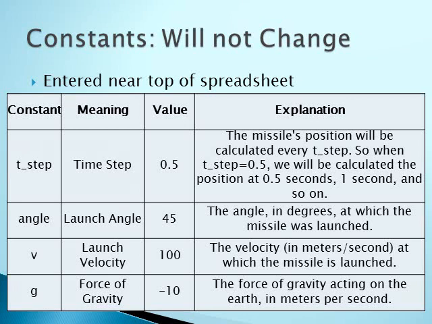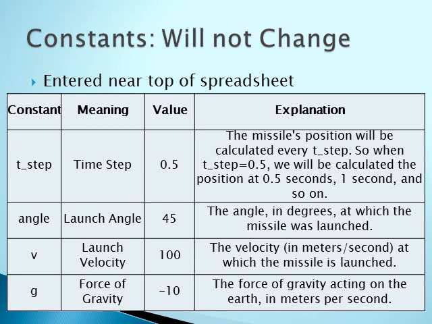Constants that will not change. When you're entering them into a spreadsheet, these are entered near the top. The first constant is t-step, which means time step. The value of this can vary depending on what you want, and for this case, we're going to use a t-step value of 0.5.